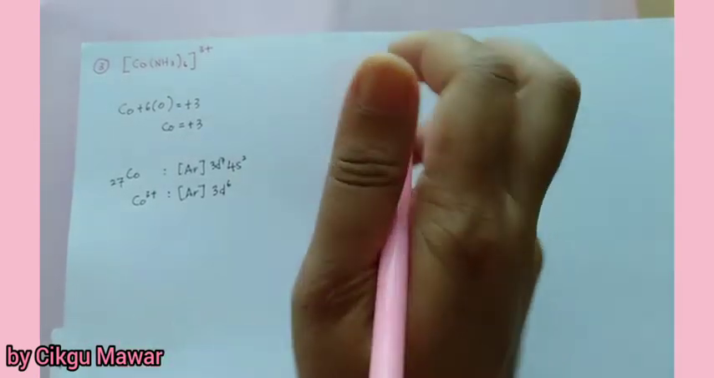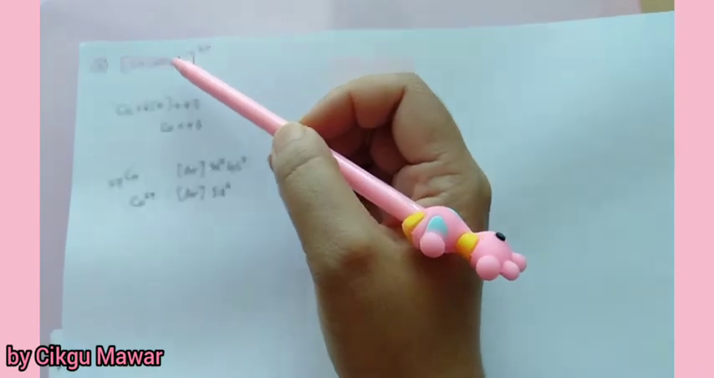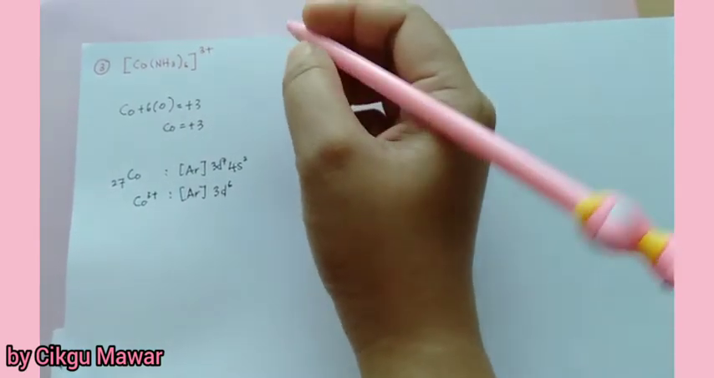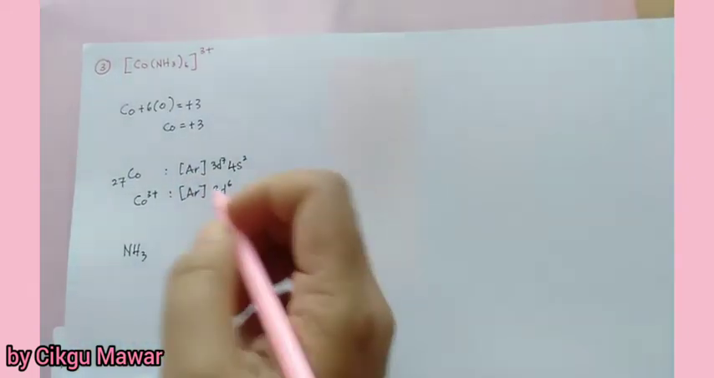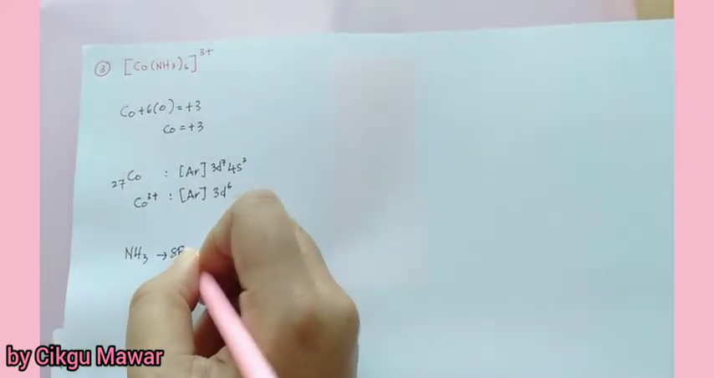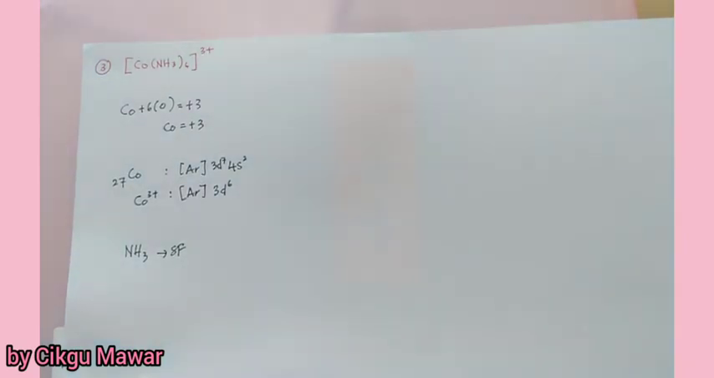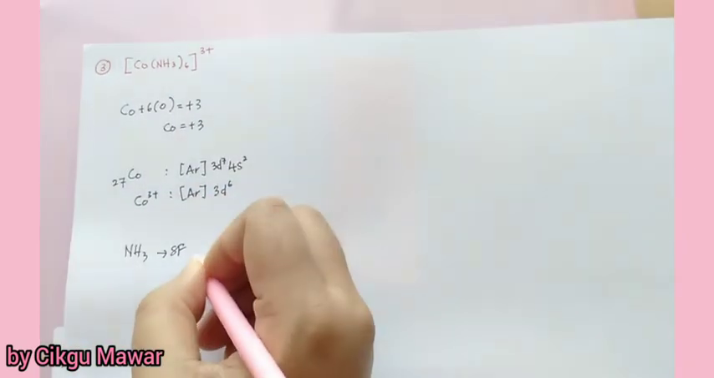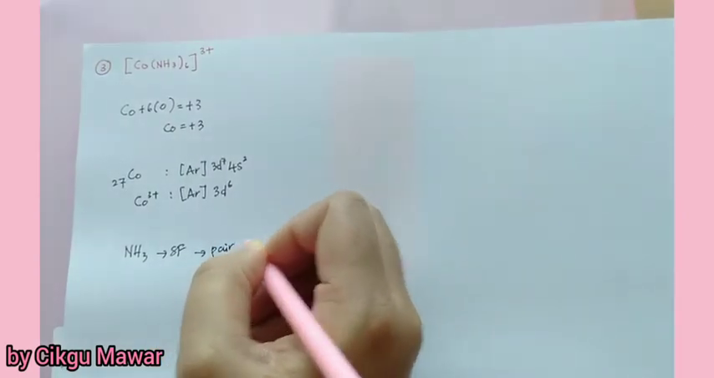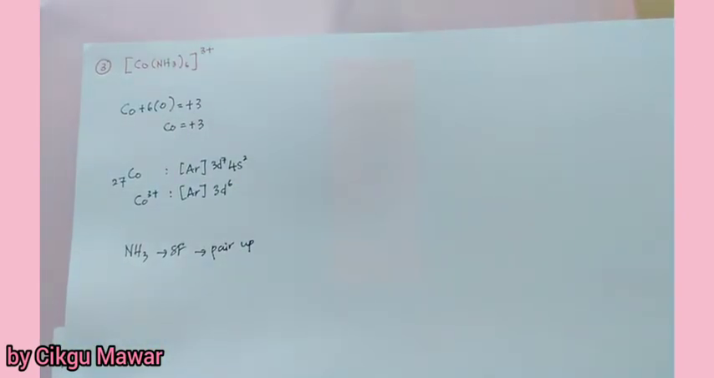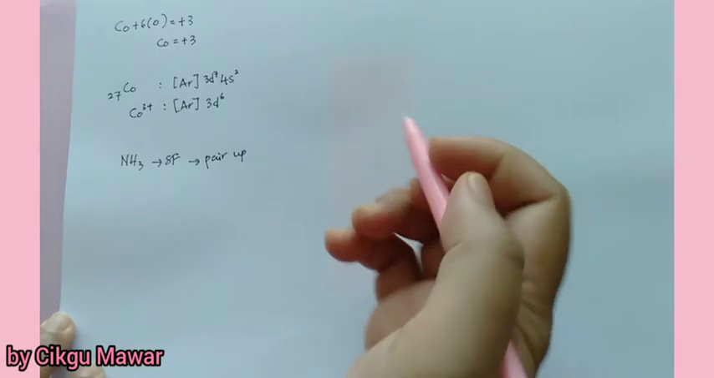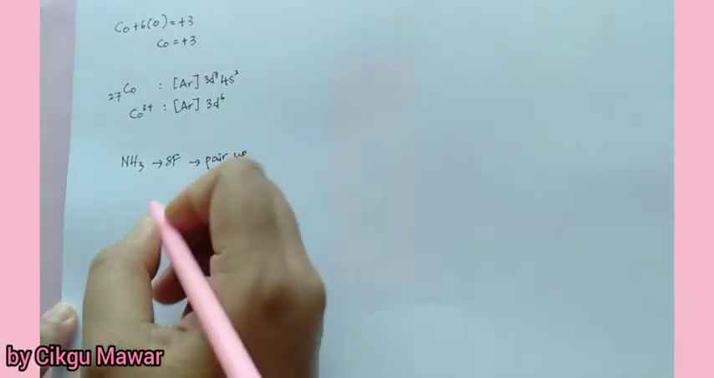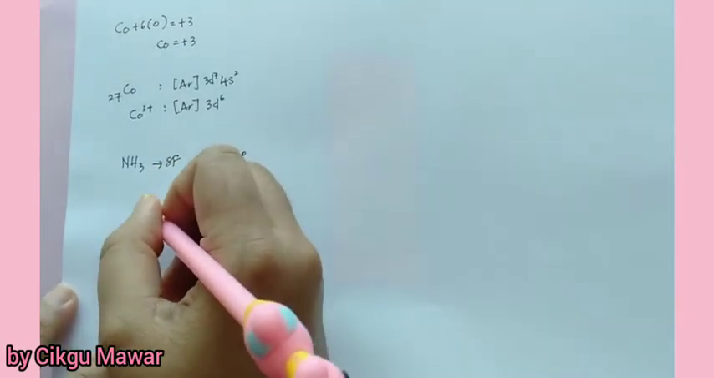Then, the category of the ligand here. We have ammonia. Ammonia is included in the strong field ligands, because of nitrogen. So make sure that you pair up the electrons in cobalt. Now let's draw the orbital diagram first. Now we have 3d6, so cobalt 3 plus has 3d6.